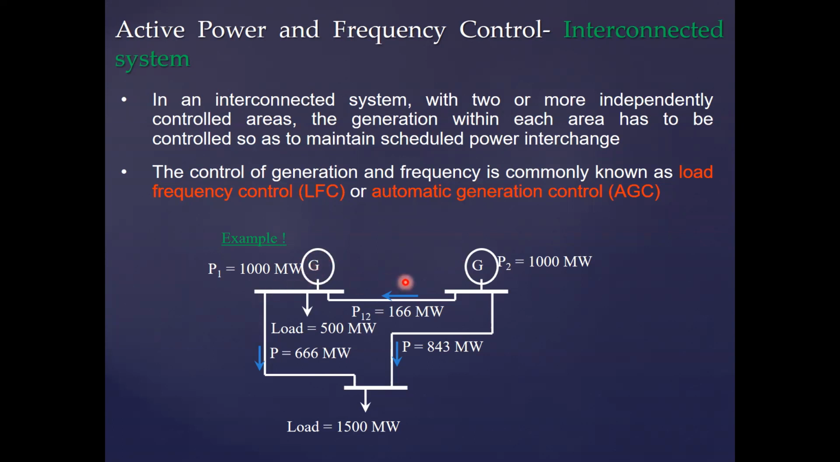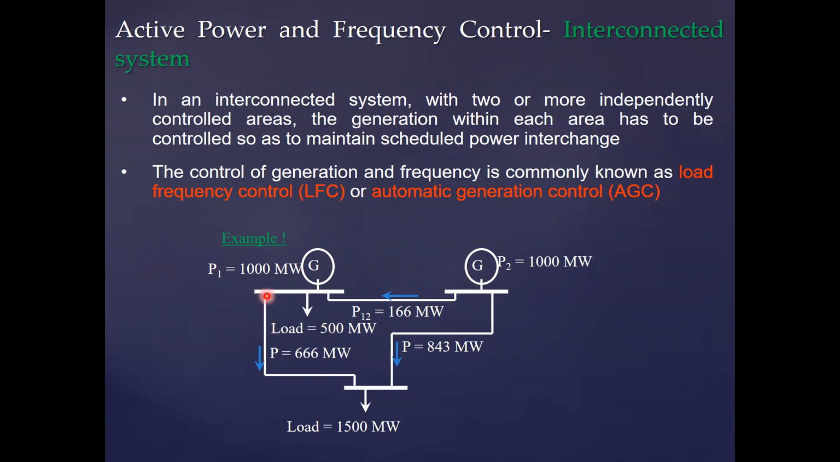In this example, you have several power plants in the areas, and they are interconnected. In this area, you don't have any load connected as such, but in this area you also have a local load. The scheduled output power in this area is 1000. In area 2, it is again 1000. And here you have the load demand of 500.